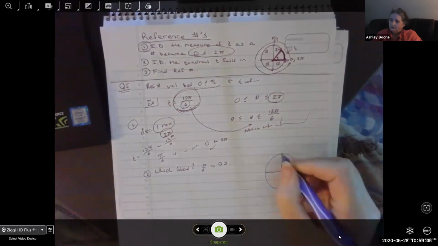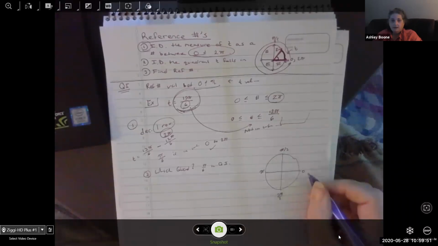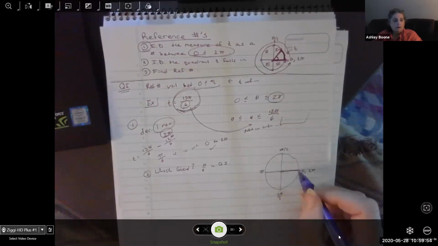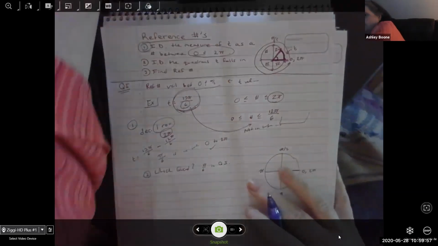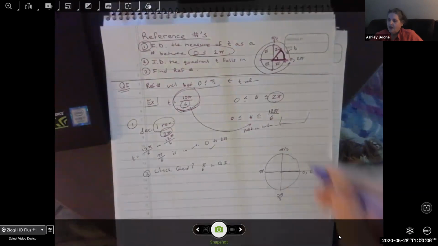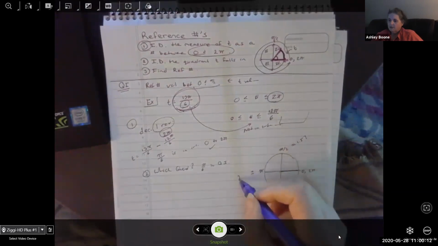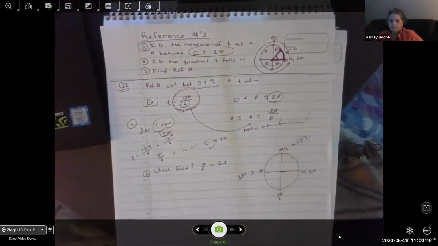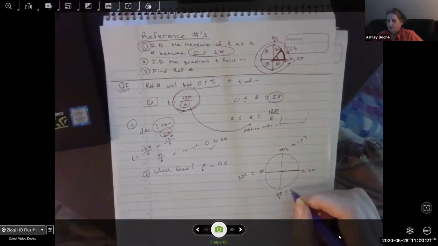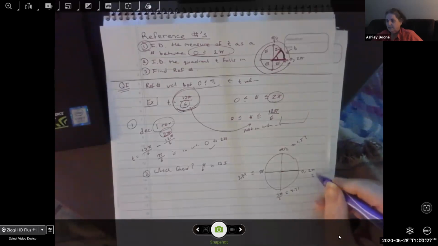This is 0. This is pi over 2. This is pi. This is 3 pi over 2, and then a full revolution is 2 pi when we're starting at 0. So what you can do, and let me grab the calculator really quick, if you go pi over 2, that is approximately 1.57. Pi is approximately 3.14. 3 pi over 2 is approximately 4.71. 2 pi is approximately 6.28.